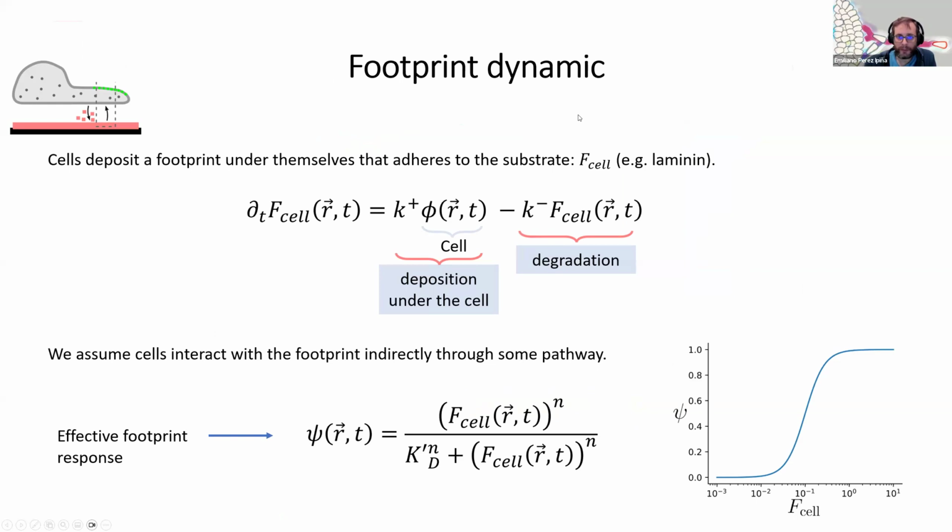Now we add the footprint dynamic, and for that we are assuming something very simple. The footprint, described by this F, is secreted under the cell with a given secretion rate, and of course the footprint can degrade over time. The other important thing to note is that we use this effective footprint response. Cells don't respond directly to the footprint over the substrate, but we assume they respond through some type of pathway, where they have receptors over the membrane that bind the footprint over the substrate. That triggers a cascade of events inducing the response of the cell. So we use this response function that has this kind of Hill equation form, as you can see here.